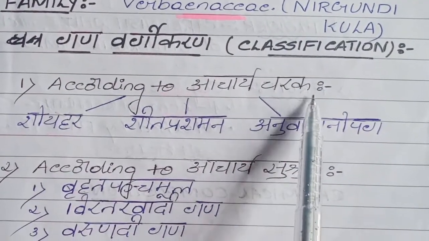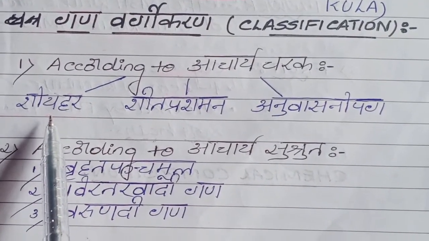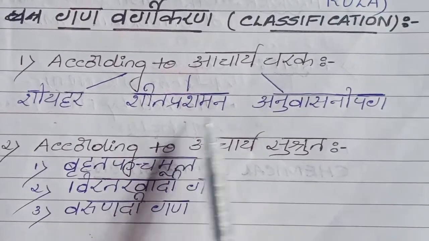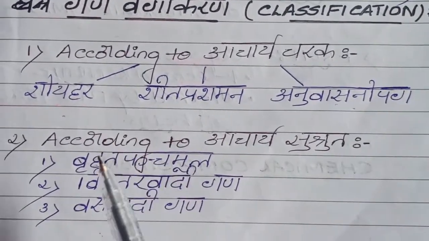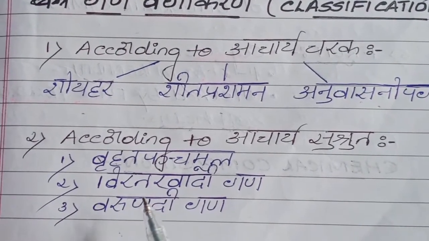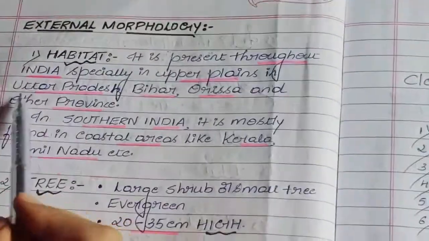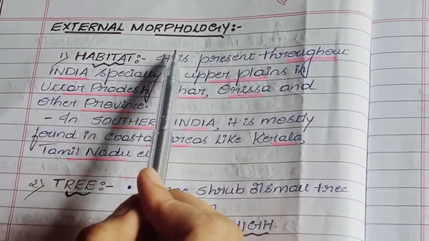According to Acharya Charaka, he mentioned it in three classifications. They are Shothahara, Sheeta Prashamana and Anuvasanopaga. According to Acharya Sushruta, they are Brihat Panchamula, Veerataradigana and Varunadigana. Now coming to the external morphology of the drug.